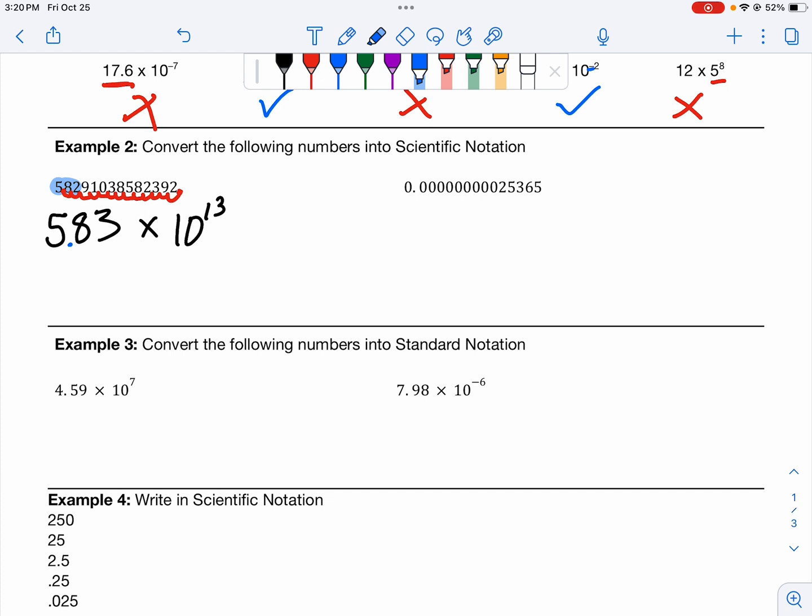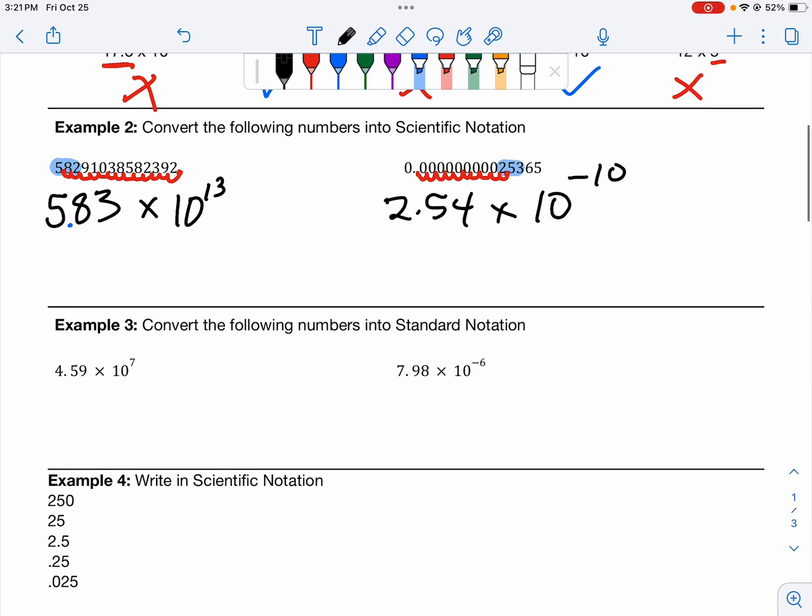All right, next example. Here we have a very small number. We're going to have a negative number in our exponent. So we're going to go ahead and write down the first three numbers: 2.54 times 10 to the. Now we got to count. Our decimal place is now between the 2 and the 5. 1, 2, 3, 4, 5, 6, 7, 8, 9, 10. So negative 10th. We moved that decimal place 10 times.